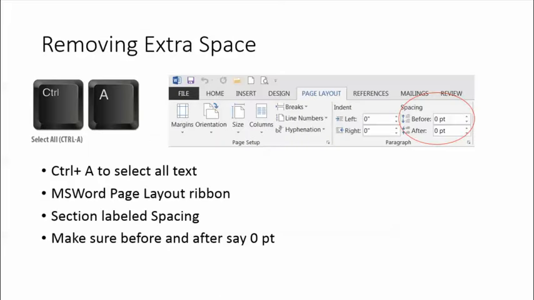You can remove any extra spaces between paragraphs in Microsoft Word by pressing the Ctrl and A keys on the keyboard to select all of the text, and then going to the Page Layout ribbon at the top of the document. There will be a section labeled Spacing with entries for before and after. They both need to be set to 0.